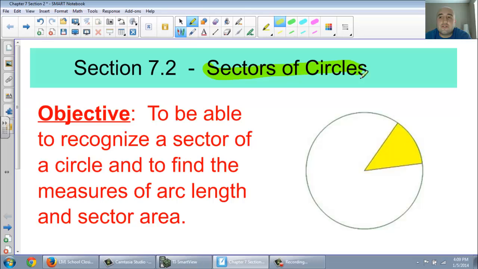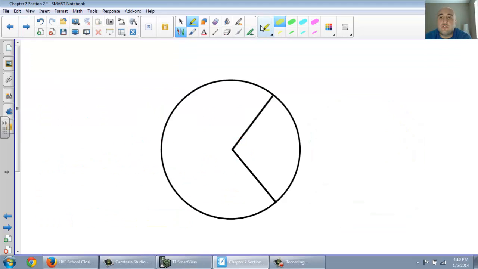This is called sectors of circles, and we'll learn more about what that actually means. The objective is to be able to recognize a sector of a circle and to find the measures of an arc length and sector area. So those are the two big things, arc length and sector area. Okay, so let's figure out what those are first.